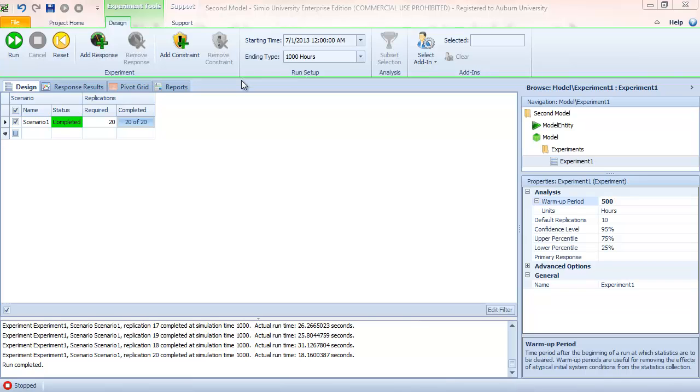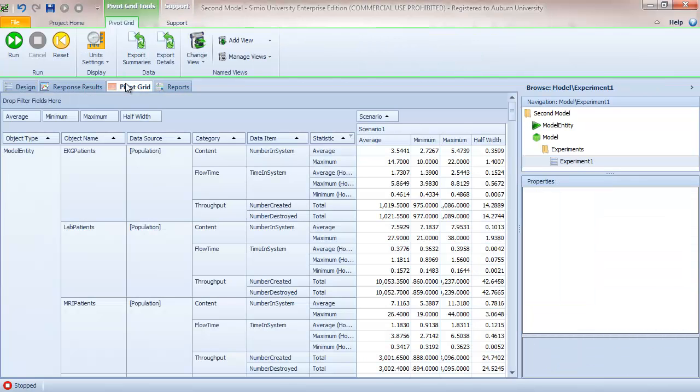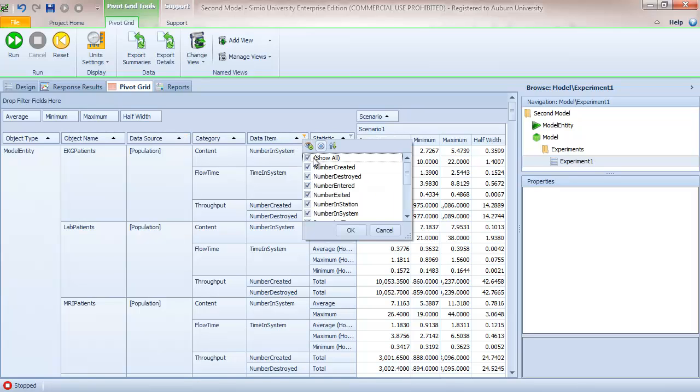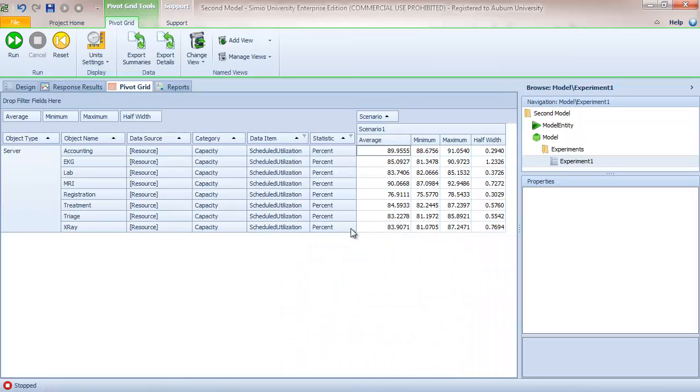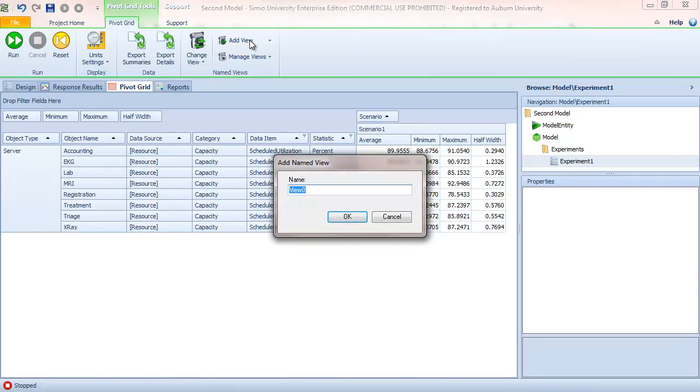So let's go look at the results, and we're going to use the pivot grid. I could easily construct responses, but this time we're going to use the pivot grid because we have quite a few utilizations that we'd like to look at. So I'm going to go ahead and filter my pivot grid so that I can just get the values that I'm particularly interested in. What I want for our verification are the scheduled utilizations, and you can see that we can just extract those quite easily. Now that I have the view that I want, I'm going to create a view on server utilizations.